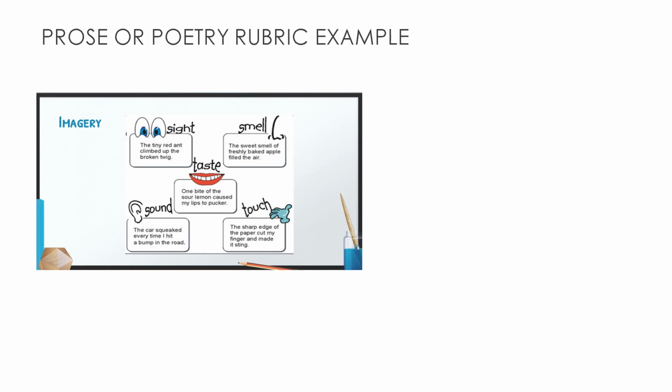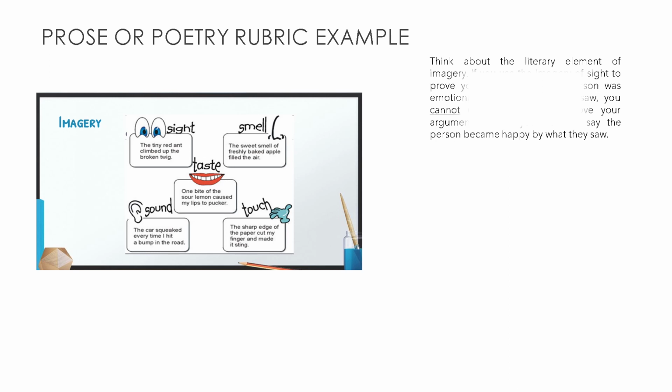Here is more of a specific example to clarify meaning from the additional notes of reporting category row B for your prose and poetry analysis using one literary device for your entire essay. Think about the literary element of imagery. If you use the imagery of sight to prove your argument that a person was emotionally hurt by what they saw, you cannot use sight again to prove your argument, even if you were to say the person became happy by what they saw.